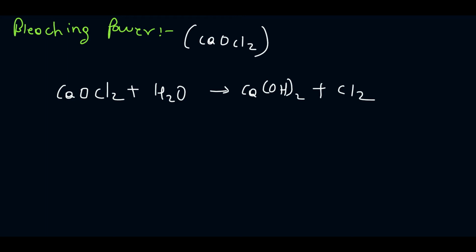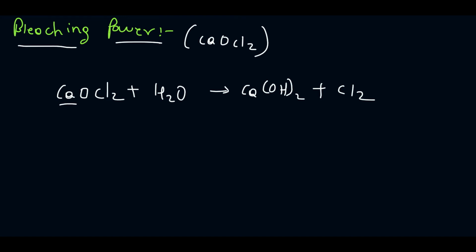But the disadvantage of using the bleaching powder is that the calcium hardness in the water is not removed from the water, rather calcium hardness is added in the water, because we are adding calcium here. So the calcium hardness is added in the water.